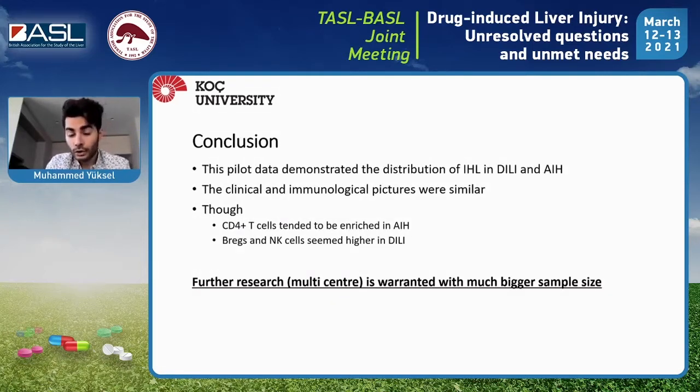So I would like to conclude that this was the first pilot data demonstrating the distribution of intrahepatic lymphocytes in pediatric DILI patients and AIH patients. While the clinical and immunological picture was rather similar, I would like to emphasize that the proportion of CD4 cells tended to be enriched, not significantly, in AIH patients, and Bregs and NK cells seem to be higher in DILI. However, further multi-center research is necessary with a much bigger sample size, as both conditions are extremely rare.